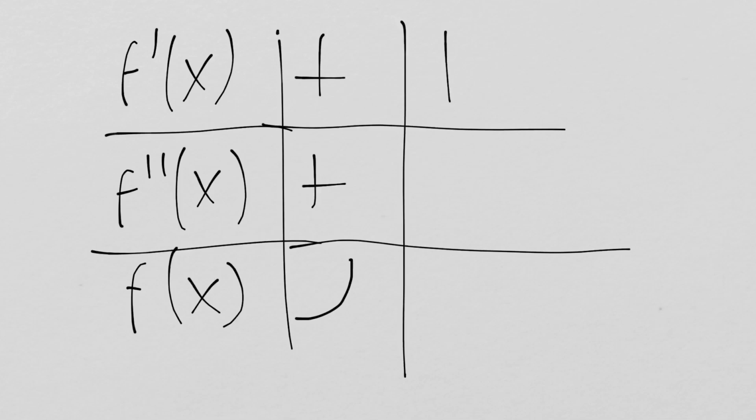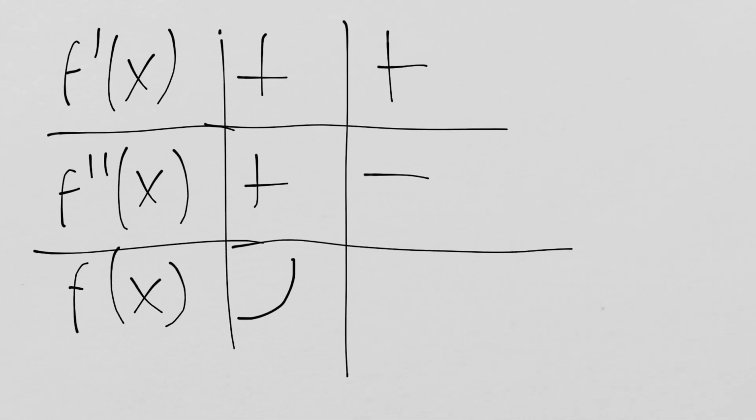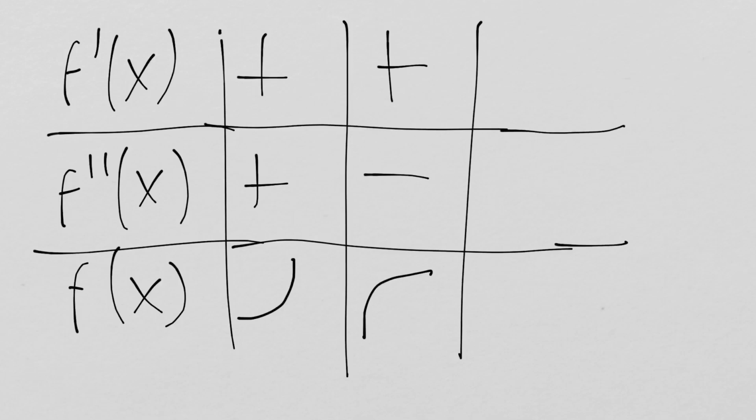What if f prime is positive but f double prime is negative? That would imply the function is increasing but concave down, so the function would have to look like this. Okay, now we can make f prime negative and f double prime positive, so now the function is decreasing but it's concave up. So how can I make a function that's decreasing and concave up? That's going to look like this.